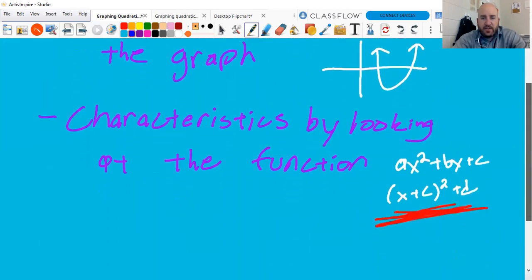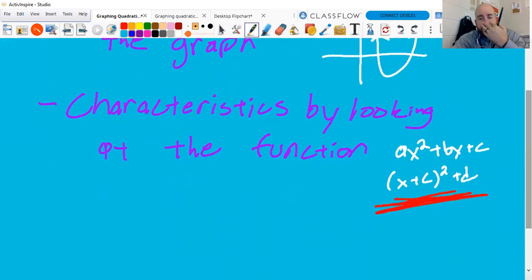There's also a handful of characteristics we can get by looking at the function. So when we have the function, again, usually it's going to have that function notation. So f of x equals, so I've got standard form up here because C, my constant, in standard form is going to be my y-intercept. So that's something we can remember come test time that'll help us identify. If I just give you an equation and ask you to pick the graph, that'll be one thing to help us identify. But mostly what I'm talking about is when we're looking at vertex form.